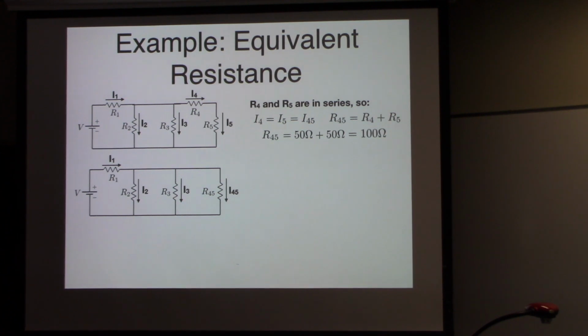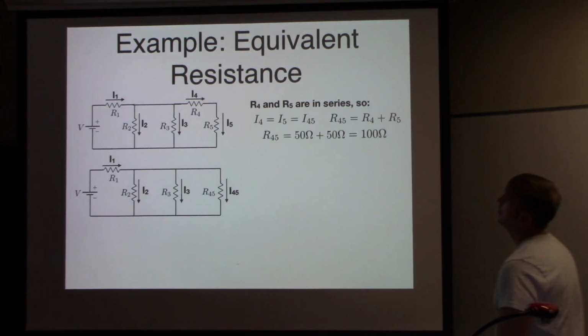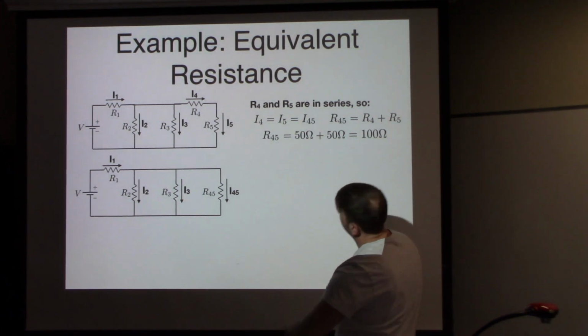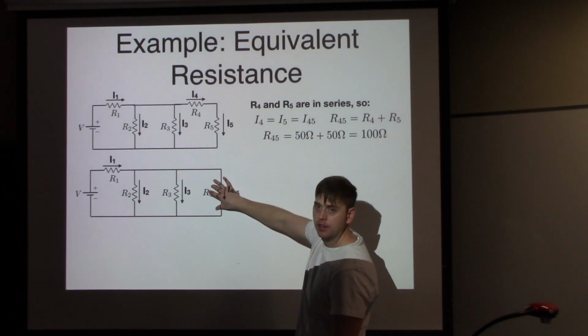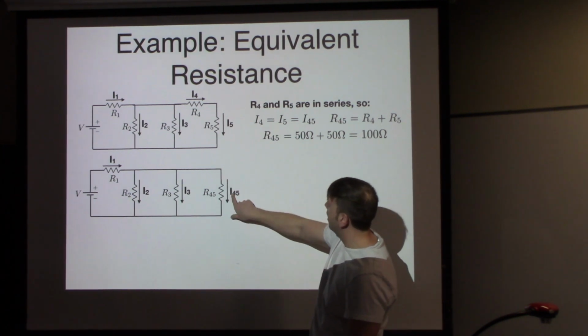So the next thing is redraw. So everything looks the same, except now I've combined 4 and 5 as a series combination right here, and the current flowing through that I'm calling I45.